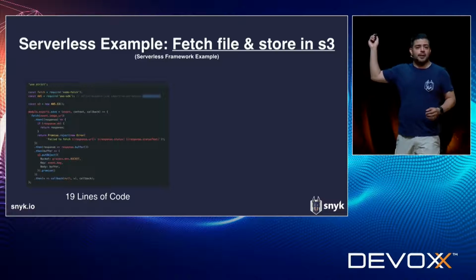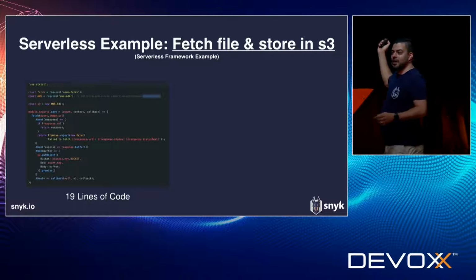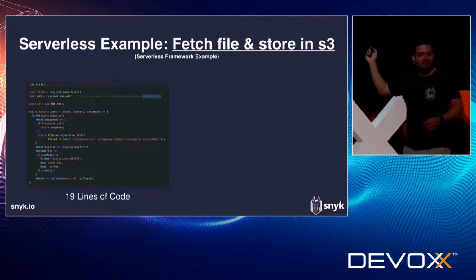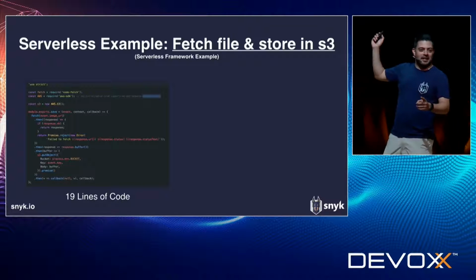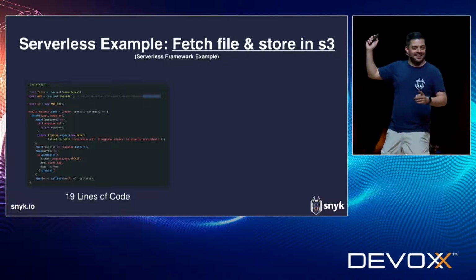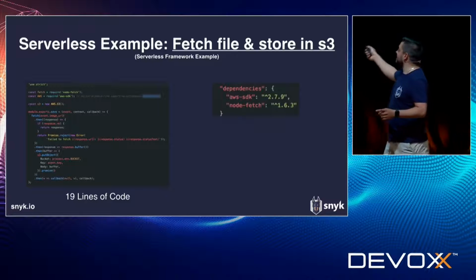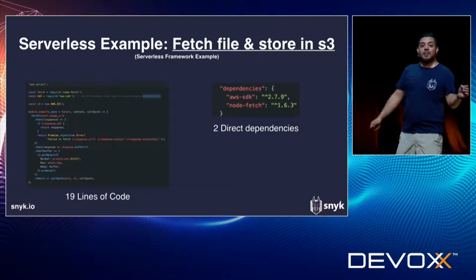How many direct dependencies do you think this has? Just shout out. Any reasonable guesses? Given that this is only 19 lines of code, it can only have a maximum of 19 dependencies. 2? I think someone said 2. Yes, you can actually see it at the top there, Constant Fetch and AWS. So we have 2 direct dependencies.